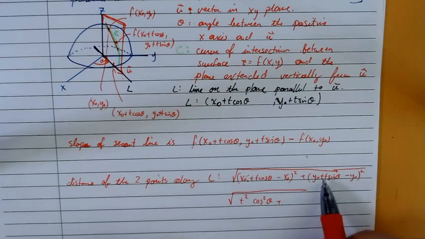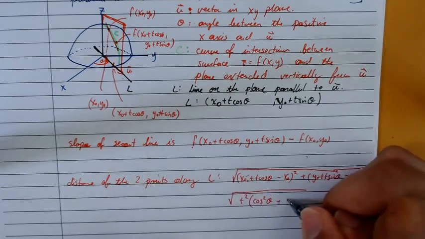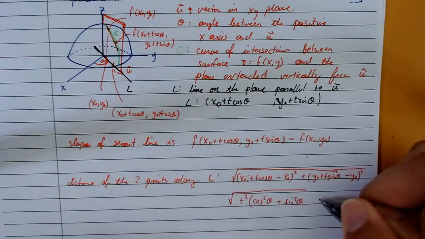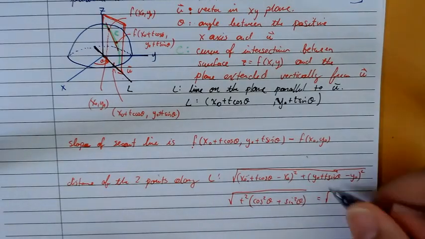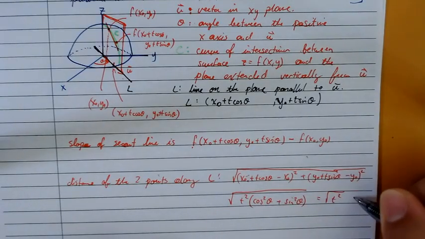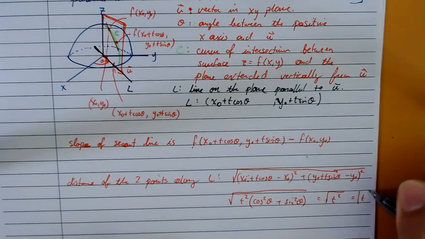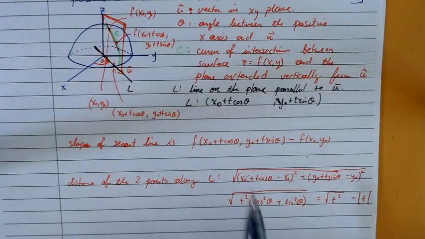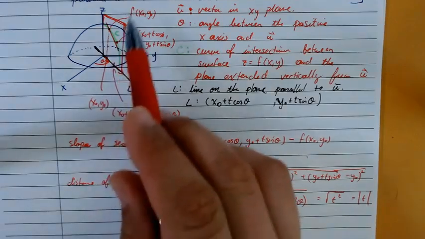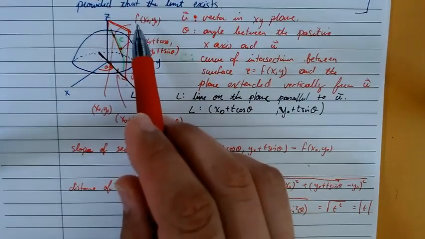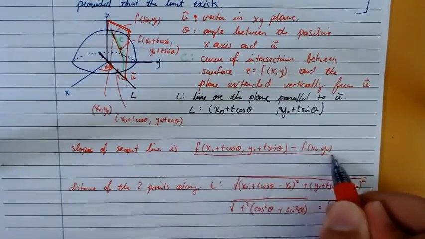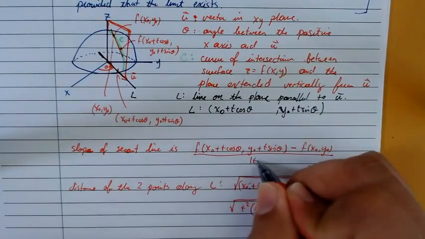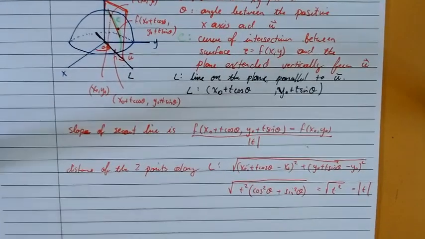Okay, well, the t squared is a common factor, so let's factor that out. That leaves me sine squared of theta. But by the Pythagorean identity, that's just the number 1. So really, this is just the square root of t squared, which is the absolute value of t. Okay, so the difference in our heights was the difference of these two functions. The difference in our base is just going to be the absolute value of t.